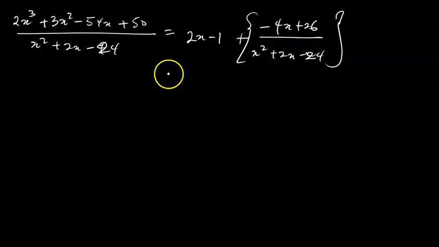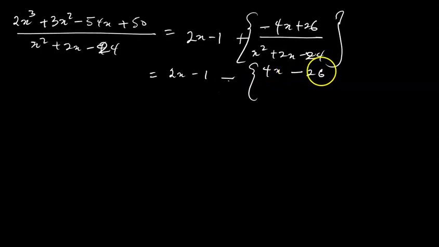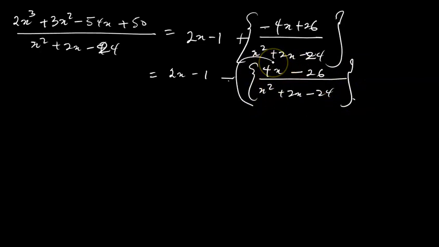Now for convenience, let's rewrite this. You see that this is the same thing as saying 2x minus 1. I have minus 4x here. Let this minus 4x come out. This becomes minus into 4x, because I have plus here and I now have negative here. What I should have here becomes negative 26 over x squared plus 2x minus 24. Brackets close. Now we can resolve what we have in the bracket using partial fraction.